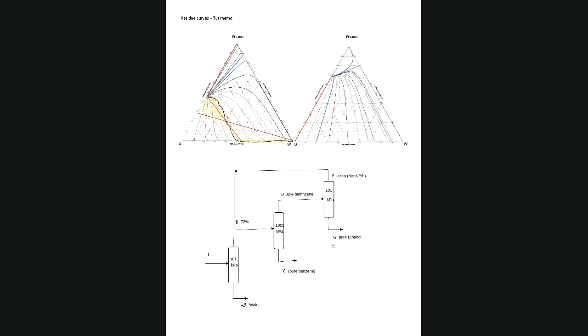So the number of kilomoles per hour going in here of each of these components will equal the number of kilomoles per hour of water coming out there. Now, the number of kilomoles per hour of benzene coming in there is going to equal the number of kilomoles per hour of benzene coming out at C. The number of kilomoles per hour of ethanol coming in there is going to equal the number of kilomoles per hour of ethanol going out there. And that's it.